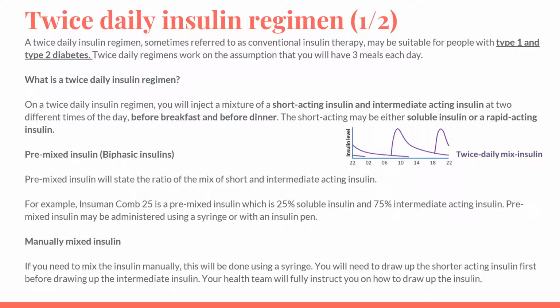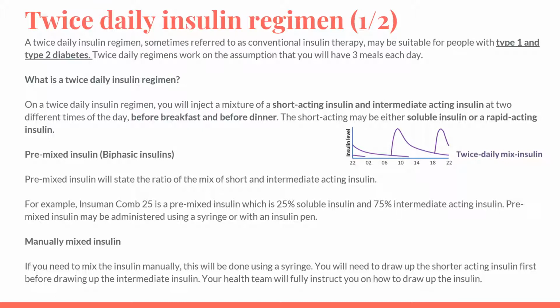Mixing insulin. The mixture of a short-acting insulin and intermediate insulin may be achieved in one of 2 ways, either by using a premixed insulin or by mixing the insulin manually. Premixed insulin will state the ratio of the mix of short and intermediate acting insulin. For example, Insulin COM25 is a premixed insulin, which is 25% soluble insulin and 75% intermediate acting insulin. Premixed insulin may be administered using a syringe or with an insulin pen.